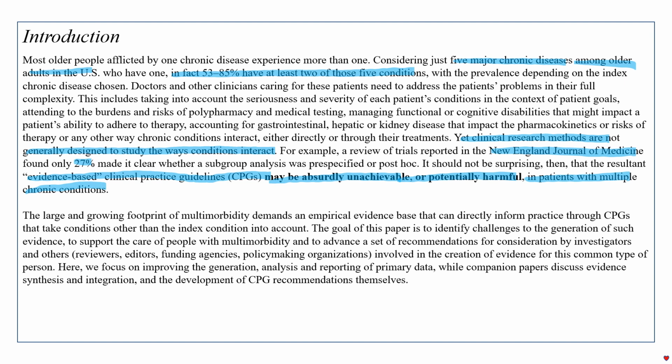The large and growing footprint of multimorbidity demands an empirical evidence base that can directly inform practice through clinical practice guidelines that take conditions other than the index condition into account. The goal of this paper is to identify challenges to the generation of such evidence to support the care of people with multimorbidity and to advance a set of recommendations for consideration by investigators and others, reviewers, editors, funding agencies, policymaking organizations, involved in the creation of evidence for this common type of person.